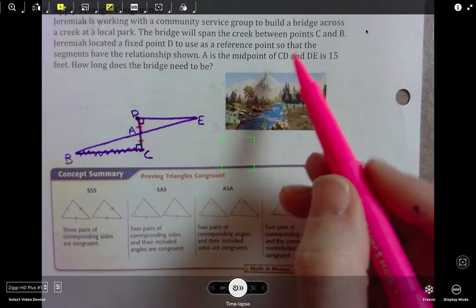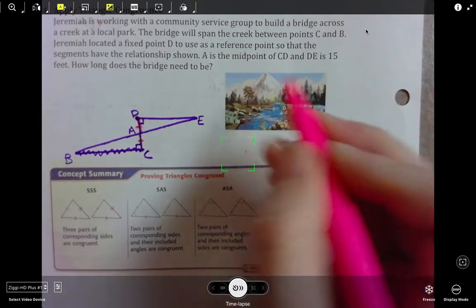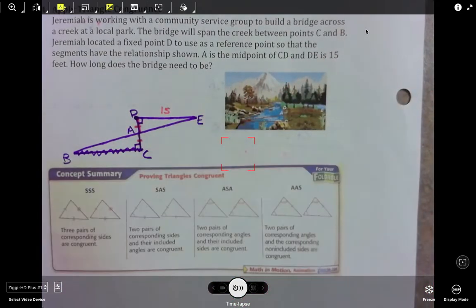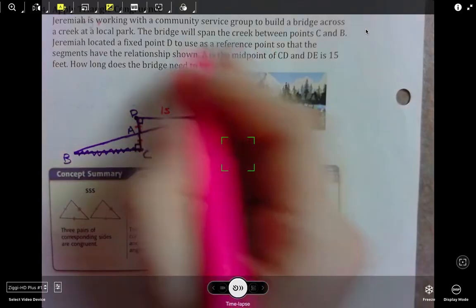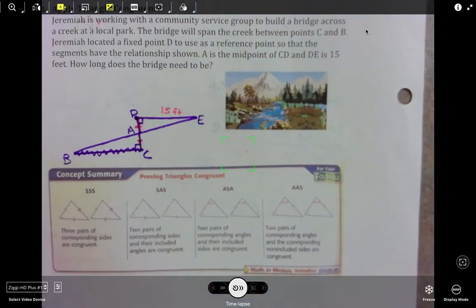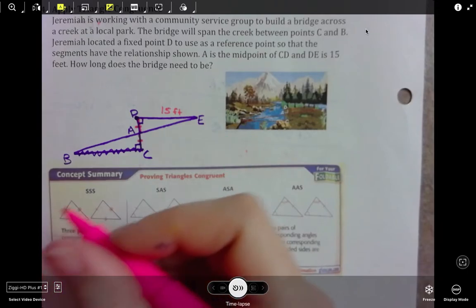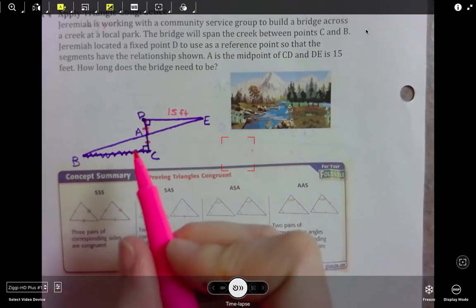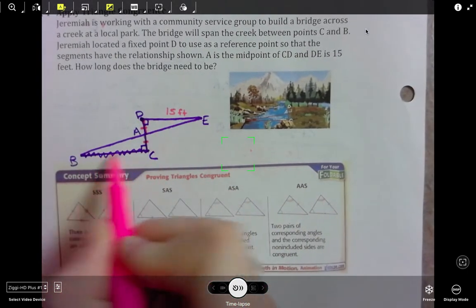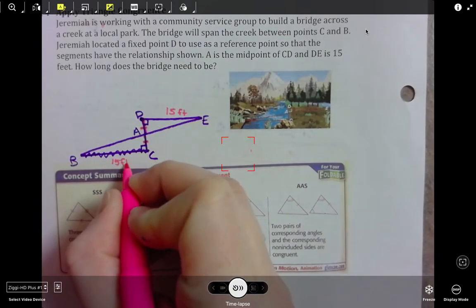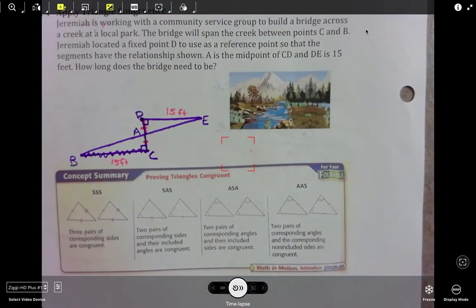A is the midpoint of CD, and then it says DE is 15 feet. How long does the bridge need to be? Well, it would seem as though if this is 15, this would also need to be 15, right? So we should just say 15, okay? But we can only say that if those two triangles are exactly the same, okay? So we have to prove that those two triangles are congruent, all right?